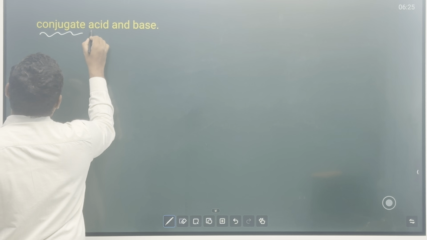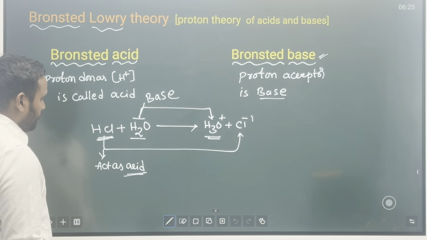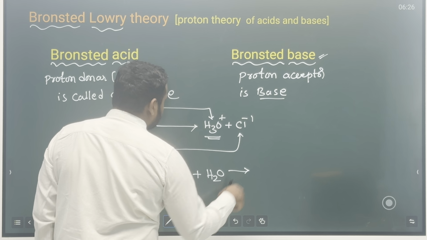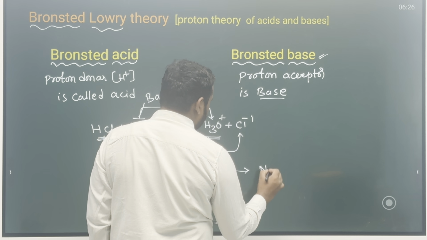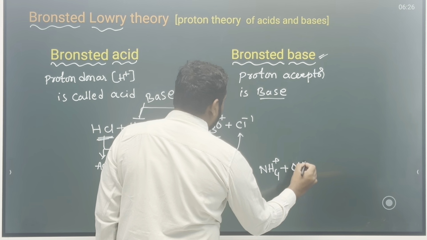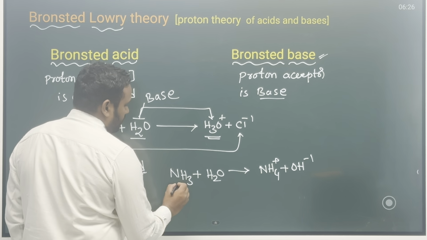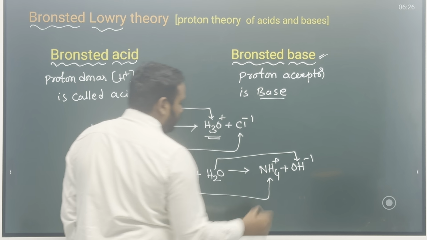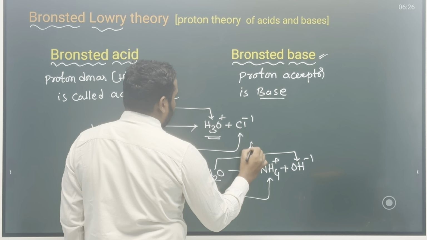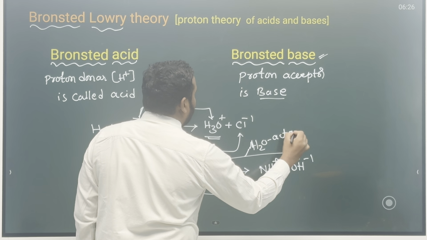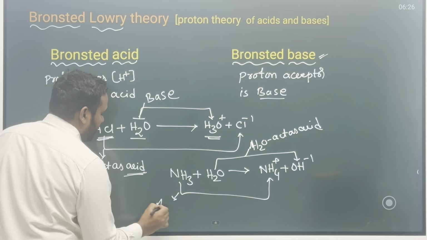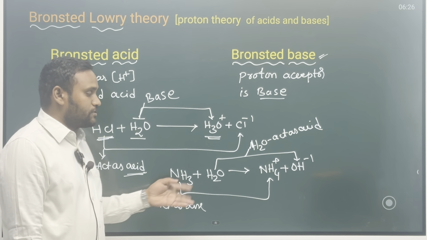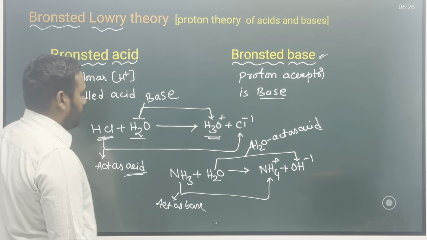Next, conjugate acid and base. Before that, let us see one more example here only. Take NH3 plus H2O, which gives rise to NH4 plus OH minus. So now in this one, NH3 to NH4 plus means NH3 accepted one proton, and H2O donated one proton. So now here H2O acts as acid and NH3 acts as base. This is also called what? Neutralization according to Bronsted-Lowry theory. Transfer of proton from acid to base is called what? Neutralization. Okay.